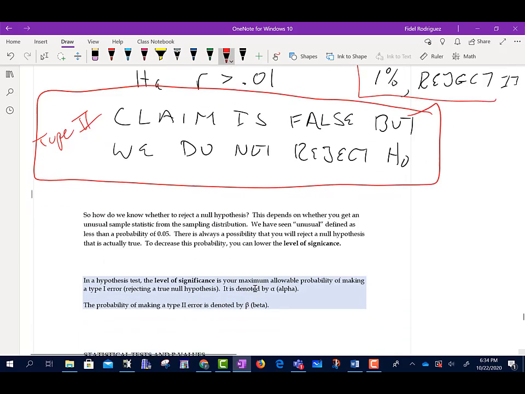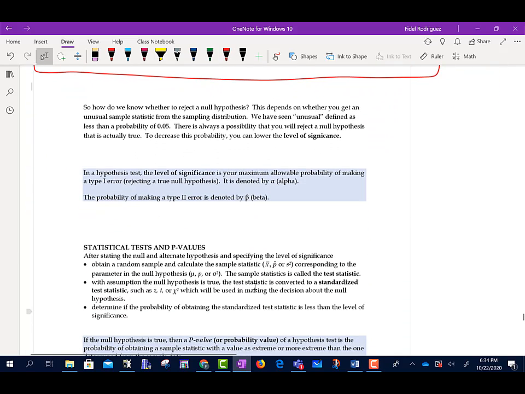The next part says, how do we know whether to reject the null hypothesis? This depends on whether you get an unusual sample statistic from the sampling distribution. We have seen unusual being defined as a probability of less than 0.05, and there's always a possibility that we're going to reject the null hypothesis when it's actually true.